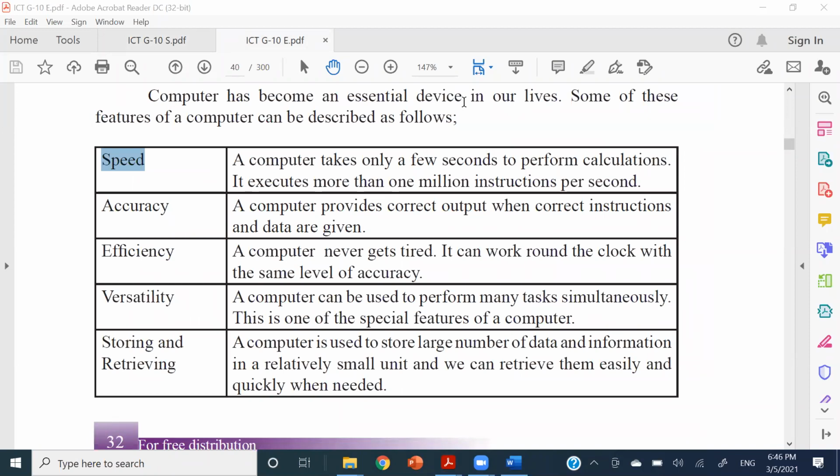And the last factor, the special factor, is storing and retrieving. Now, when it comes to storing and retrieving, computers and these devices do a very nice job because they have storage devices, so they can store the things we have done. If you install a game and play it, you can save it, and then you can continue the game from the point that you have saved.